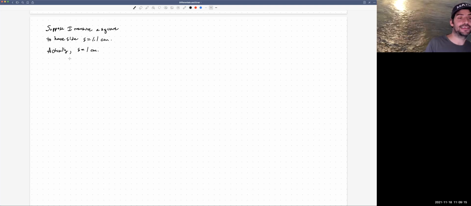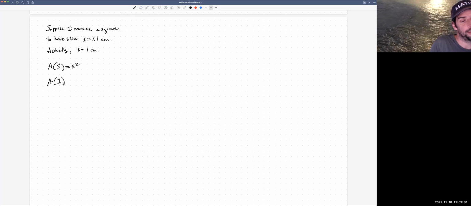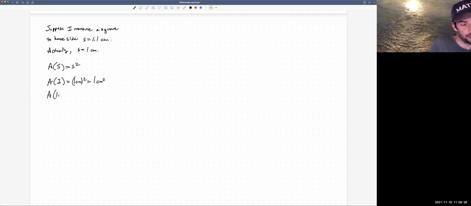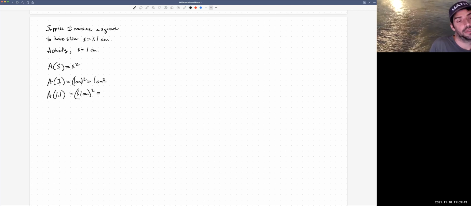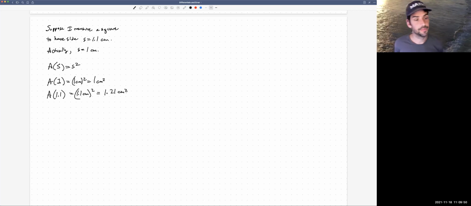Well, I can take this side length and pop it into an area function. And then it's very clear, well, let's just write it out. The area function, of course, is just A of S is S squared. The true area would be 1 centimeter squared. But my measured area is going to be 1.21 centimeters squared. Right, so I made an error.